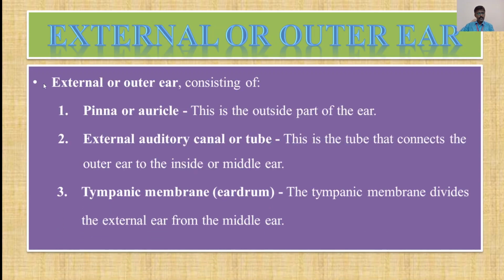The external or outer ear consists of the pinna or auricle. This is the outside part or the outermost part of the ear. Second, the external auditory canal or tube. This is the tube that connects the outer ear to the inside or middle ear. Then the third part is the tympanic membrane, simply called the eardrum. The tympanic membrane divides the external ear from the middle ear. Now, these are the three parts: pinna or auricle, external auditory canal or tube, and the tympanic membrane or eardrum.